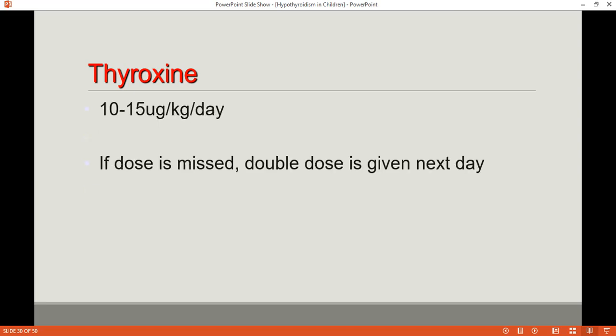Now the dose in children is 10 to 15 micrograms per kg per day initially in the newborn period, and if a dose is missed, double the dose next week. It is a once-daily dose, given before breakfast, or in babies before the first feed. It is often missed because for permanent congenital hypothyroidism it is lifelong treatment, so compliance is a very difficult problem. If it is missed, the next day a double dose should be given.